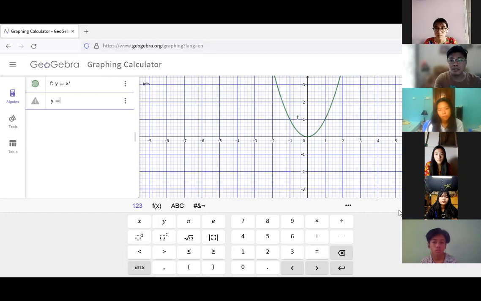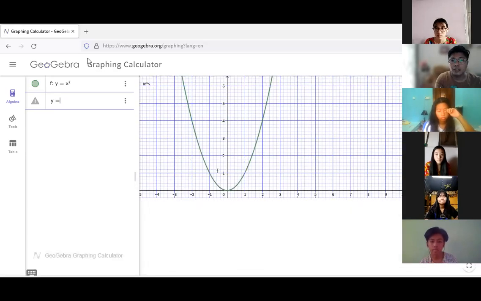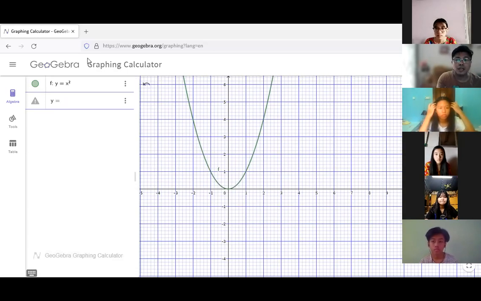So, the translation. How do we know? Y equal to (x minus 5) the whole square, then (x minus 5) the whole square plus 2.